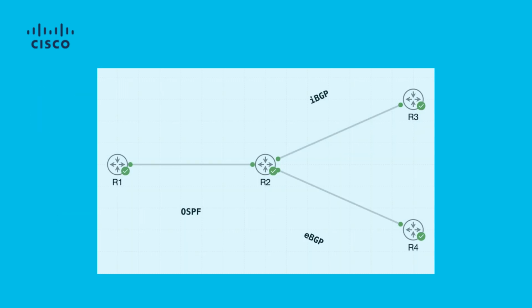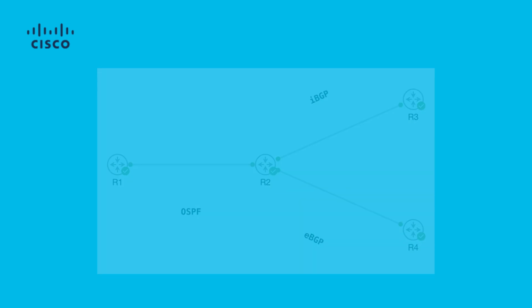In this topology, R2 is learning the loopbacks from R3 and R4. R2 has a default route towards R1. The goal is to announce this default route from R2 to its BGP peers R3 and R4.